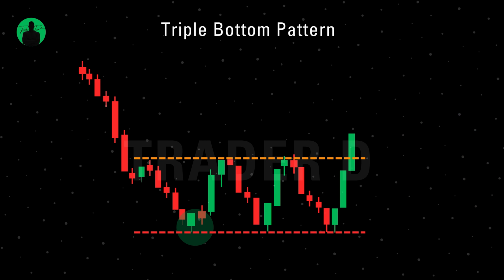First low: the stock falls to a support level and bounces back. Second low: the price drops again to the same support level but rebounds. Third low: the price tests the support level once more but fails to drop lower. Neckline: the resistance level formed by the highs of the rebounds. A break above this confirms the bullish reversal.